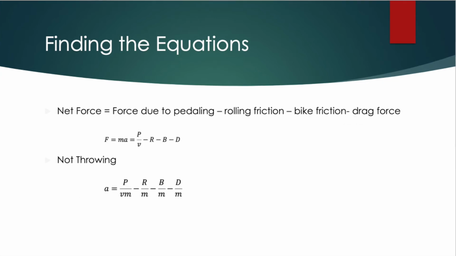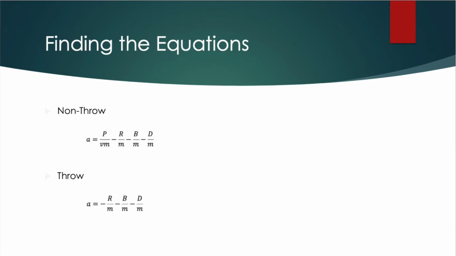Putting together all the net forces and then doing some algebra, we get the second order differential equation of someone not throwing. As a result, we get our two equations, one for the throw, one for the non-throw. The only difference is the fact that the differential equation for the throw does not have the power term because they stop pedaling when they throw the bike, and so power goes to 0.